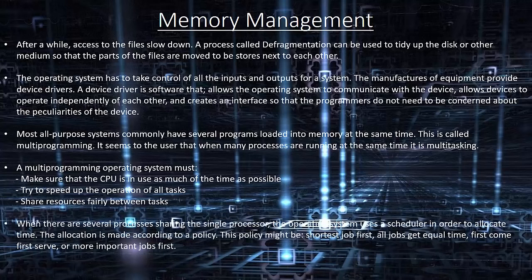When there are several processes sharing the single processor, the operating system uses a scheduler in order to allocate time. The allocation is made according to a policy. This policy might be shortest job first, all jobs get equal time, first come first served, or even important jobs first.